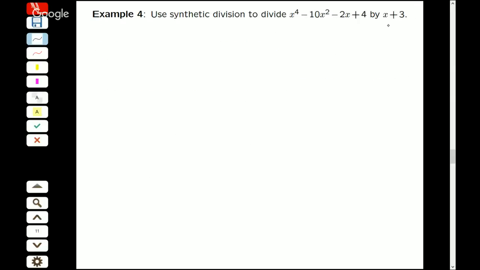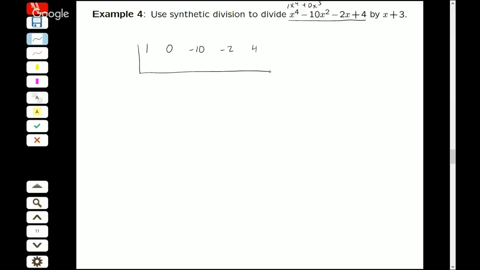So let's do the process. What we're going to do is I'm going to copy all of this down first, but no x's. Just write the numbers down. So what's the number in front of our x to the fourth? 1. This is like a 1x to the fourth. So I'm going to write a 1 down. What's the number in front of the x squared? Are we missing an x cubed term? Yes. So we're going to put a 0 for our x cubed, and then a minus 10 for the x squared. Then an x is a minus 2, and then the 4. Now we have all the terms.